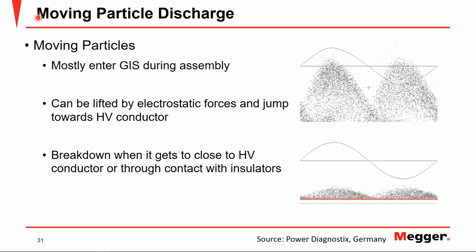So looking at a couple of examples, first we have the moving particle, or the hopping particle, within a GIS, and this sometimes happens during installation if there are some metallic particles that fall into the GIS. So they enter the GIS during assembly, and what happens is, when you apply your voltage, they can be lifted by the electrostatic forces and jump towards the high voltage conductor, and if they get close enough, that can actually cause a breakdown. And this is indicated by the phase resolved discharge pattern, where we have these two humps, these two bumps through the different positive and negative applied voltage at their peaks.